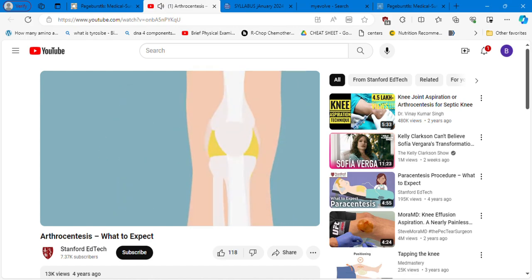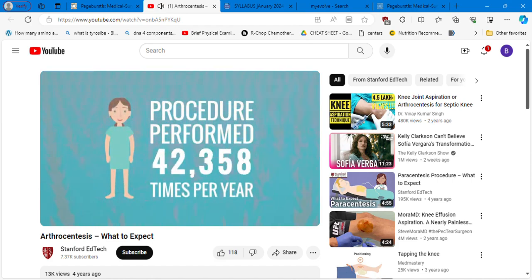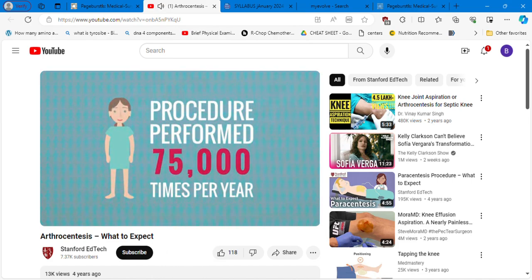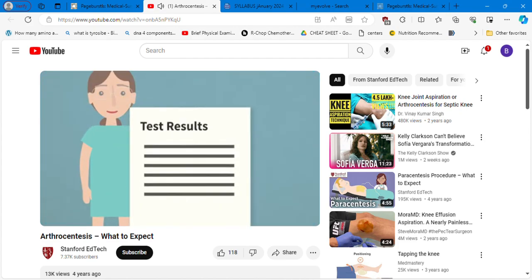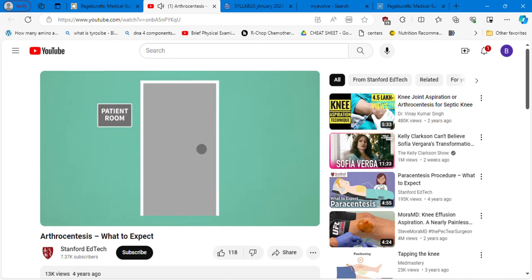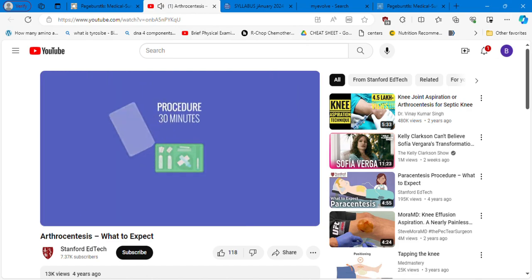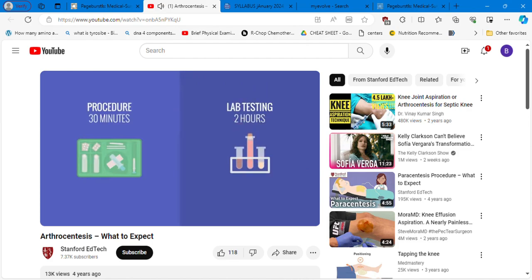In order to collect fluid, a needle will be inserted carefully into your joint. In general, only a small amount of fluid will be removed to collect joint fluid for testing. This is a relatively common procedure, performed approximately 75,000 times per year in the U.S. The results of this test will help the doctor decide how to best treat you further. This procedure will occur in your room and usually takes approximately 30 minutes, including setup. The laboratory testing of the fluid that is collected usually takes approximately 2 hours.